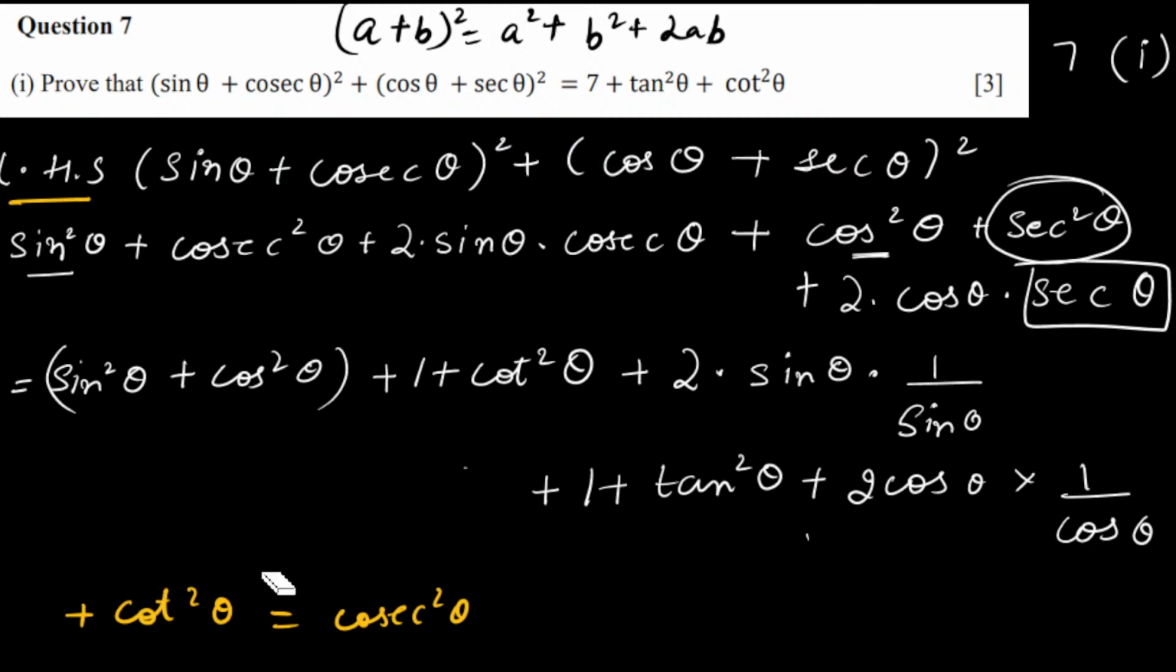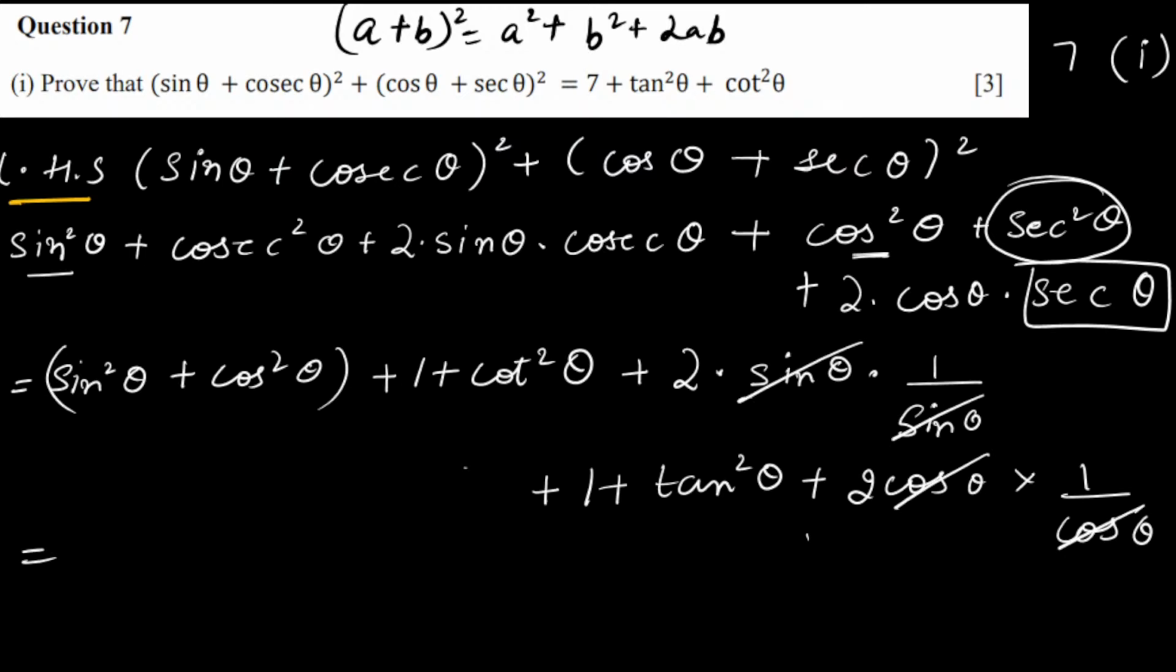Now, the square relations I have already told you, so let's further write them. Here sine and sine will get cancelled, here cos and cos will get cancelled. Now sine square plus cos square theta, by the square relation, is equal to 1.